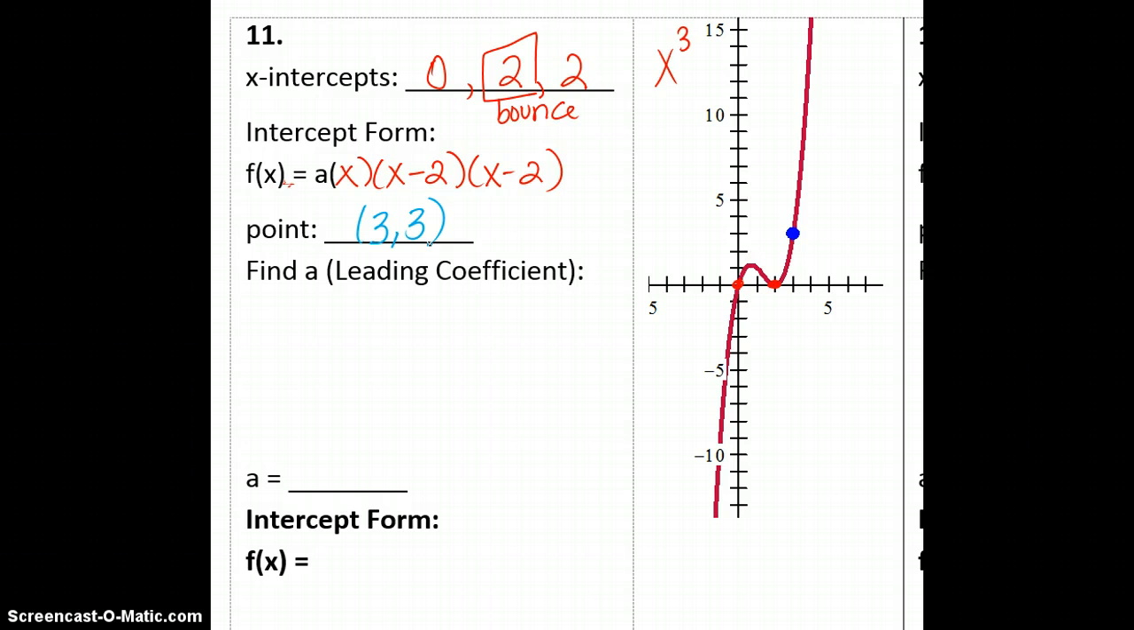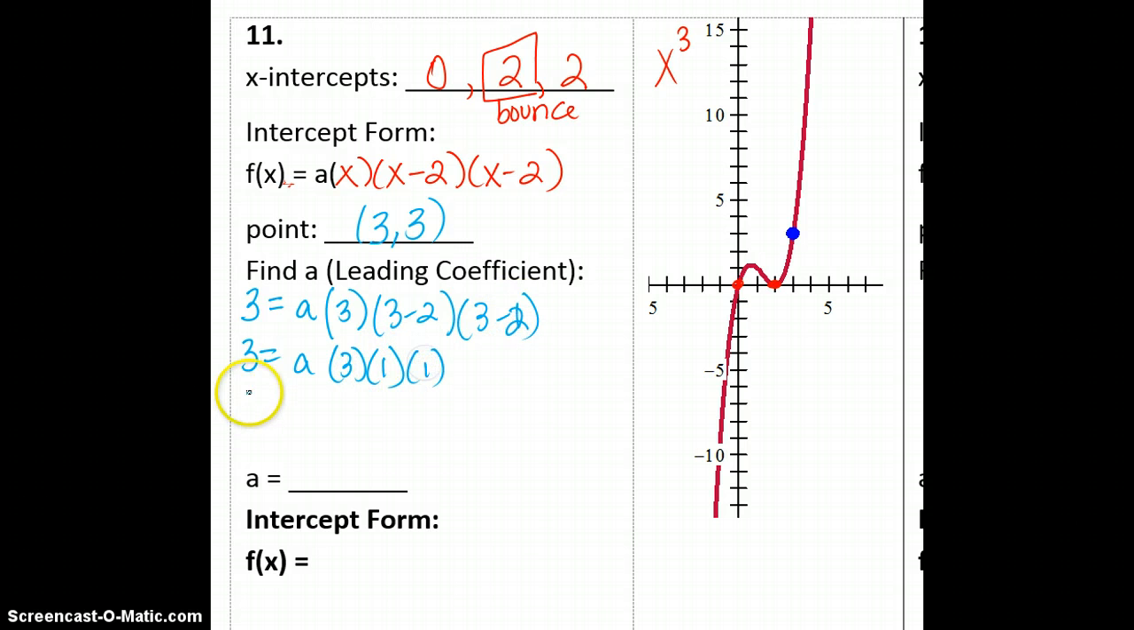But same idea, we're going to plug in 3 for y, and we have our a, and then on all these x's, we're going to put in a 3. So 3, 3 minus 2, 3 minus 2. So we end up with 3 equals a times 3 times 1, that's supposed to be a 2, times 1. So 3 equals a times 3, or 3 equals 3a. So a is 1.